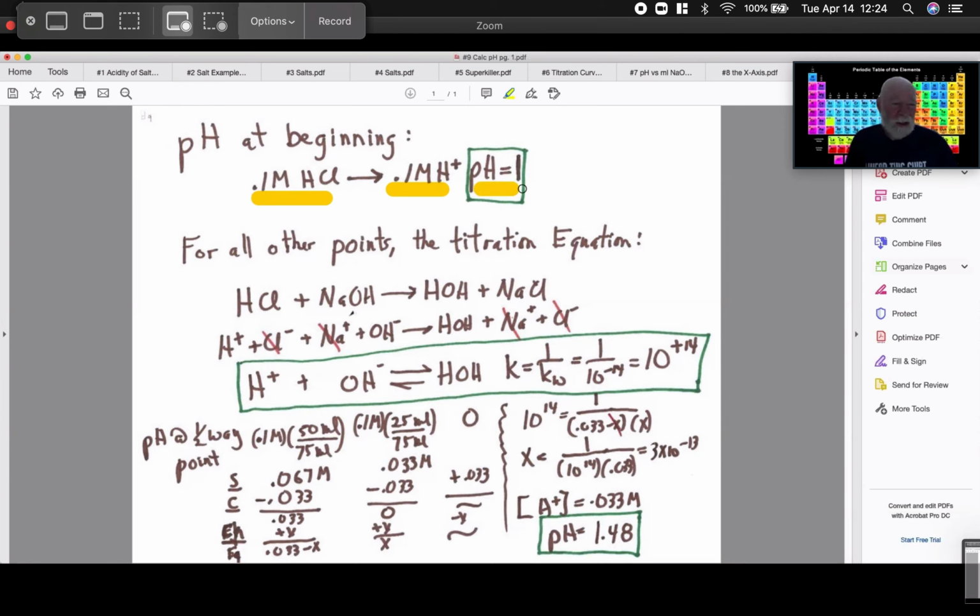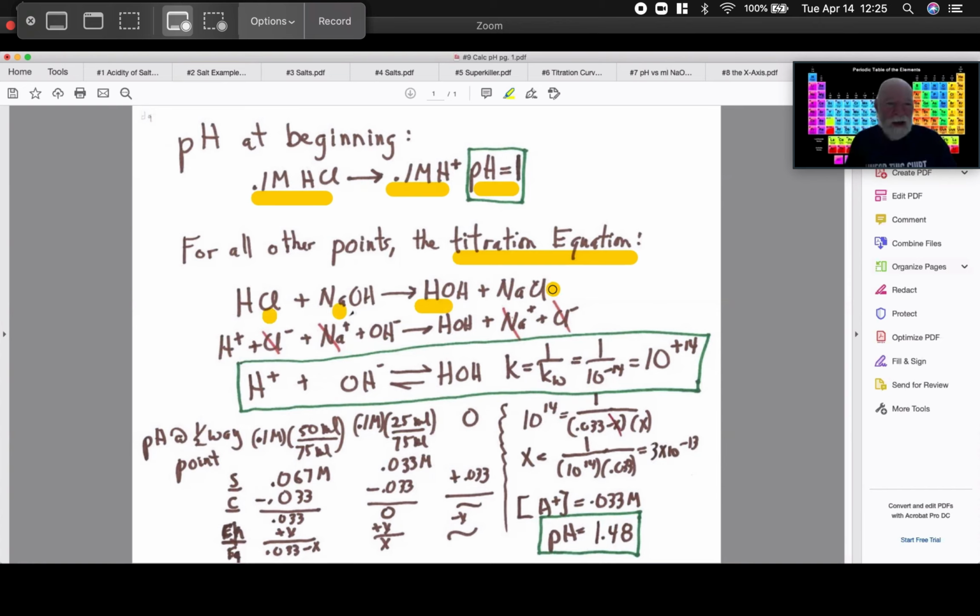Okay, now from now on, it's going to be a little bit trickier. We now need to calculate something called the titration equation. Now, let's review how a neutralization reaction works. So we have hydrochloric acid, a strong acid, mixed with sodium hydroxide, a strong base. Neutralization is going to give us water and a salt. The salt will be sodium chloride.